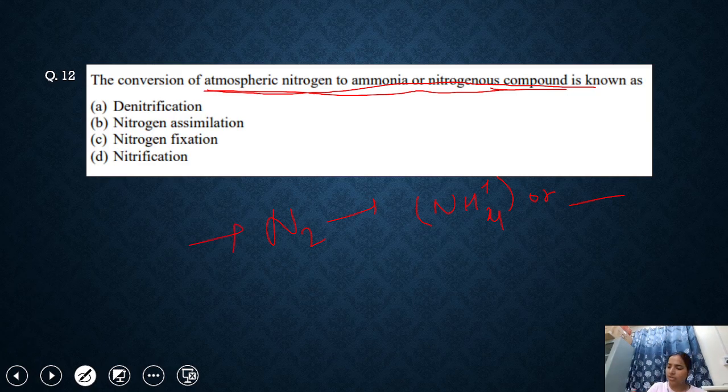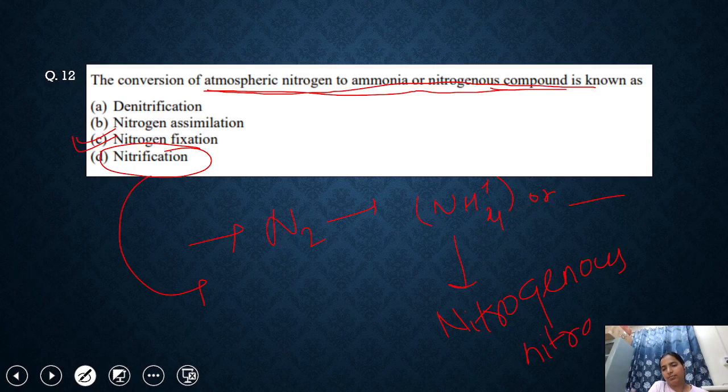This is the process we call nitrogen fixation. Okay, everyone is saying nitrification. What happens in nitrification? In nitrification, ammonia is converted into different nitrogenous compounds, or you can say nitrate forms specifically. These nitrate forms are mainly formed in the nitrification process. In nitrogen fixation, specifically atmospheric nitrogen is converted. So for this question, the answer is C.